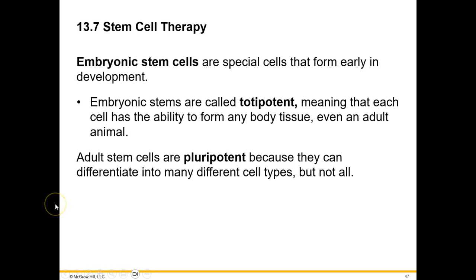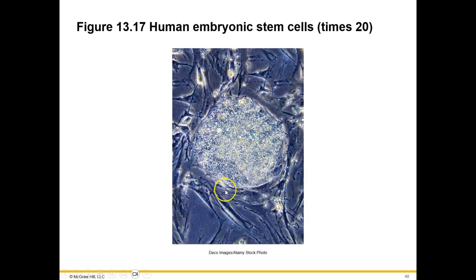We also all have adult stem cells, which are pluripotent, which means they can turn into many types of different cells, but not all of them. So you're definitely going to want to remember that. Embryonic stem cells are totipotent. They can turn into any kind of cell. Adult stem cells are pluripotent. They can turn into many different kinds of cells. Pluri, like plural, many different types of cells, not total.